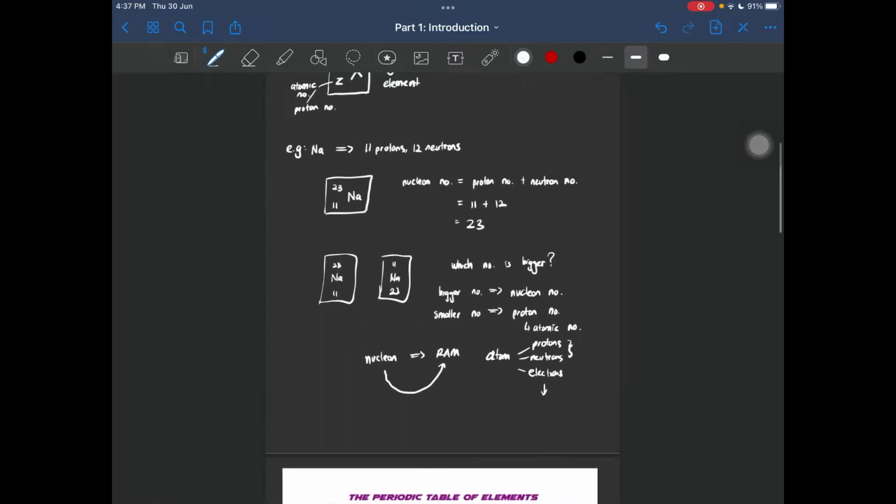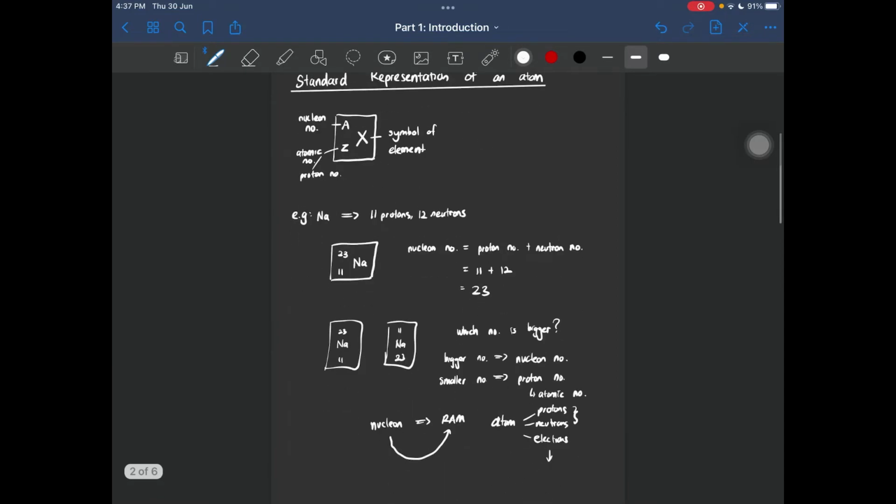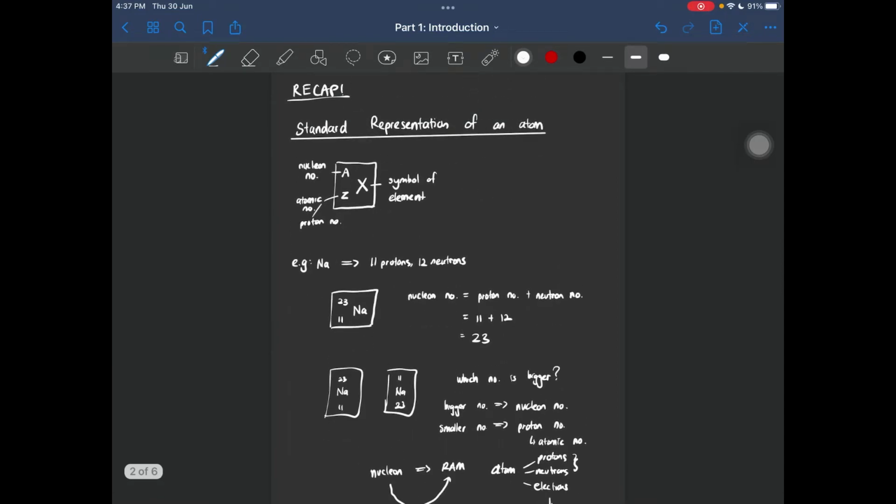So that is a short recap session of what we have learned in Form 4 Chapter 2, and it relates to what we're going to learn in Form 4 Chapter 4.